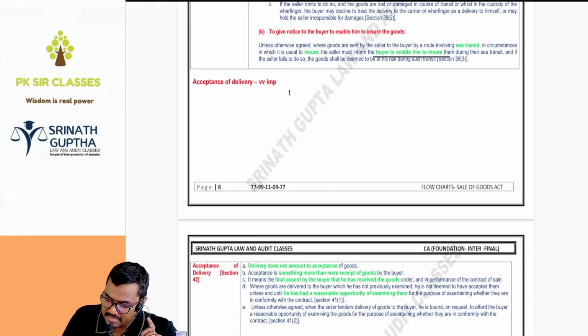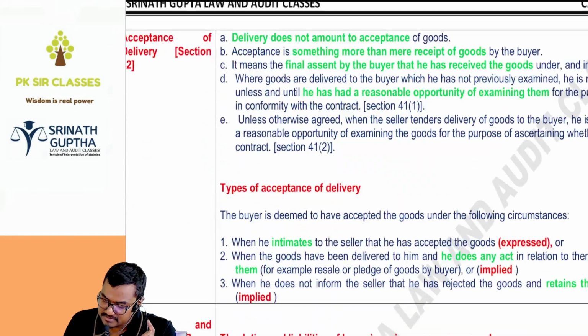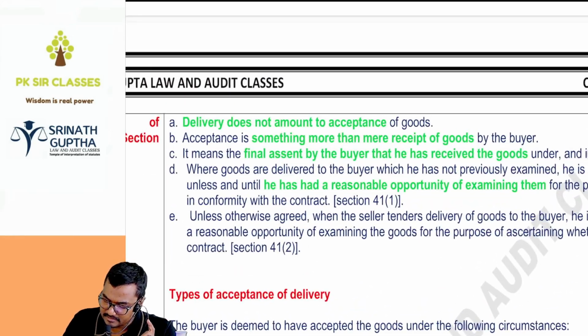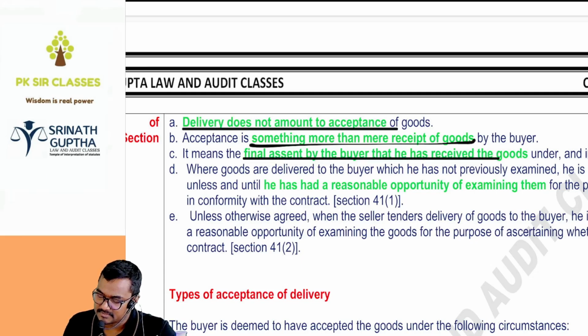Last concept, acceptance of delivery, very, very important. Star, star, superstar. Delivery is not equal to acceptance of delivery. Delivery doesn't amount to acceptance. It is something more than the mere receipt of the goods. It is the final assent given by the buyer to the seller.